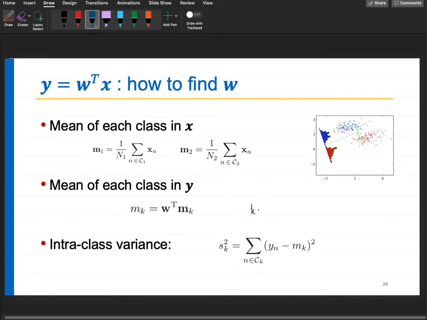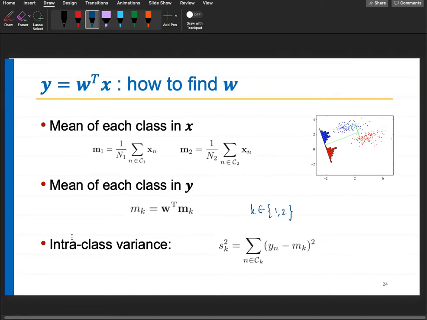K can be, K belongs to 1, 2, right? So this unbold, not bold, M_k or M1, M2 are the means of the two classes after projection. In principle, what will it become? If you take x_n, it becomes W transpose times x_n. So you can take the W transpose common, and you get m_k is W transpose times bold M_k, right? And this is the mean of each class in the projected space.